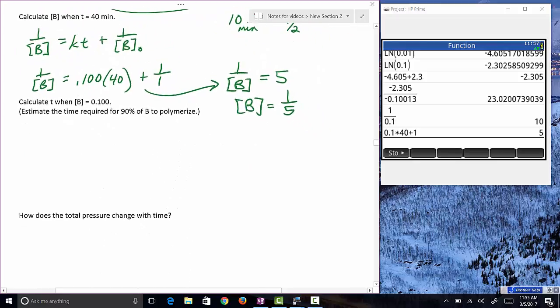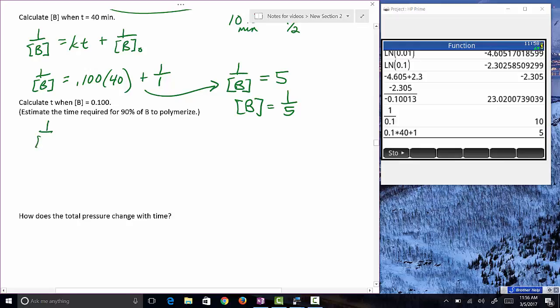And then this one here says calculate the time when B is equal to 0.1. In other words, this would be estimate the time required for 90% of B to react, because B started out as 1. So that would be another way they could ask the same question.